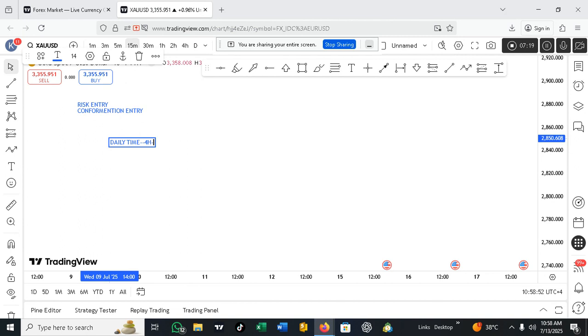When I see the market on the daily time frame is bullish, I go to the 4 hour time frame as my medium time frame to mark structures, break of structures. I mark my order blocks, I mark my fair value gaps, and wait for the market to come to my point of interest. Now on the 4 hour, when the market comes to my point of interest, I go to the 15 minute as my lower time frame to place entries.